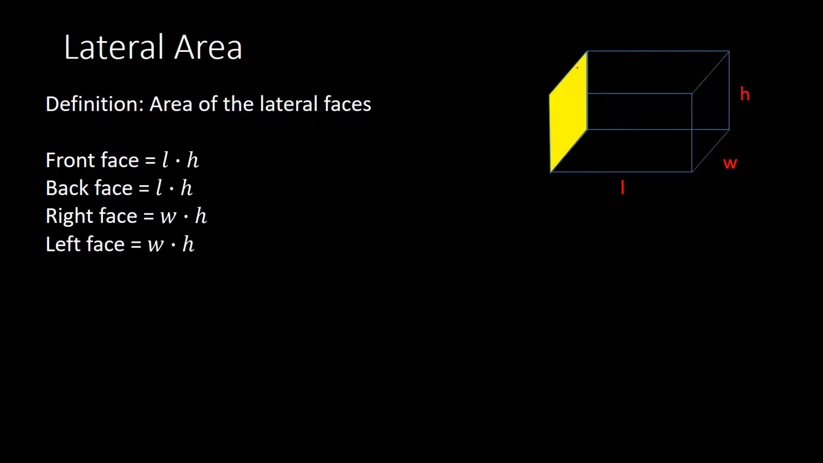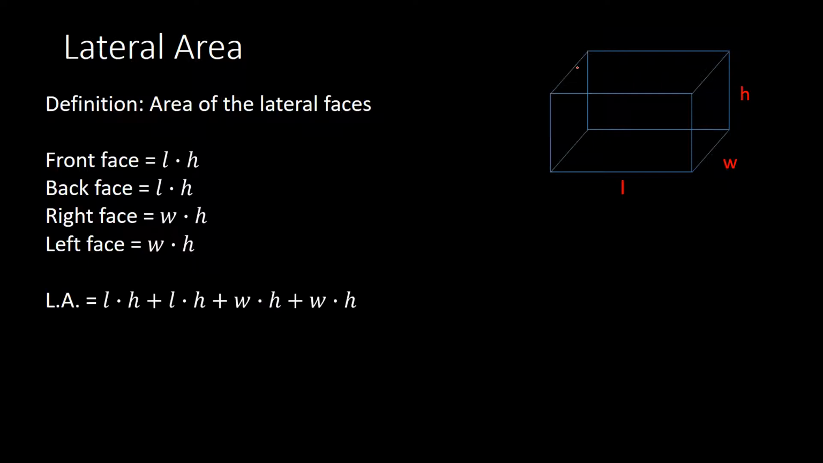So to find the total lateral area, we add up each of those areas together. So when you add those areas together, we have length times height, plus length times height, plus width times height, plus width times height. So what we can do from here is pull out what each of these terms have in common, and that would be they each have a height in common. So I factor height out, and I'm left with, in parentheses, the length plus length plus width plus width. Length plus length would give you two lengths, and width plus width would be two widths.